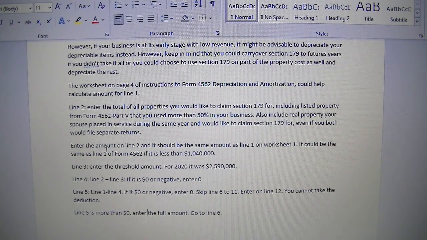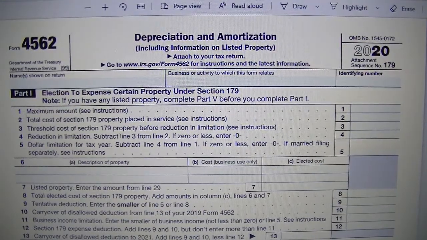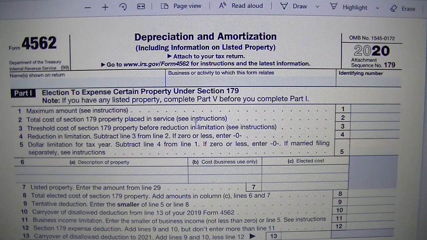So enter the amount on line 2, and it should be the same amount as line 1 on worksheet 1. It could be the same as line 1 of Form 4562 if it is less than 1,040,000. So line 2, total cost of Section 179 property placed in service. So you will put all the costs of the items you want to claim Section 179 for.